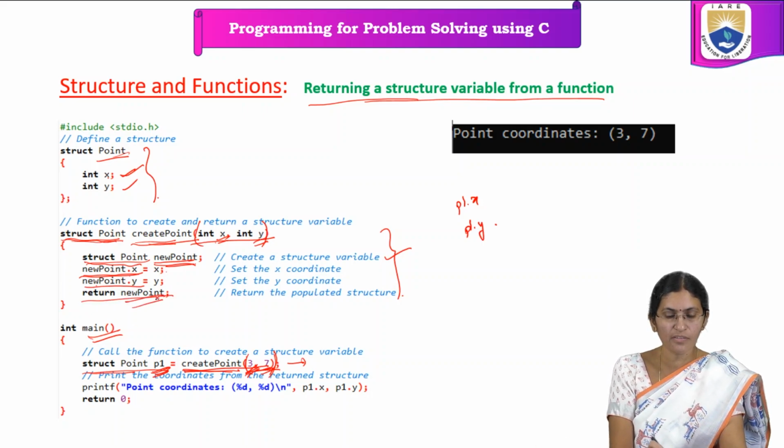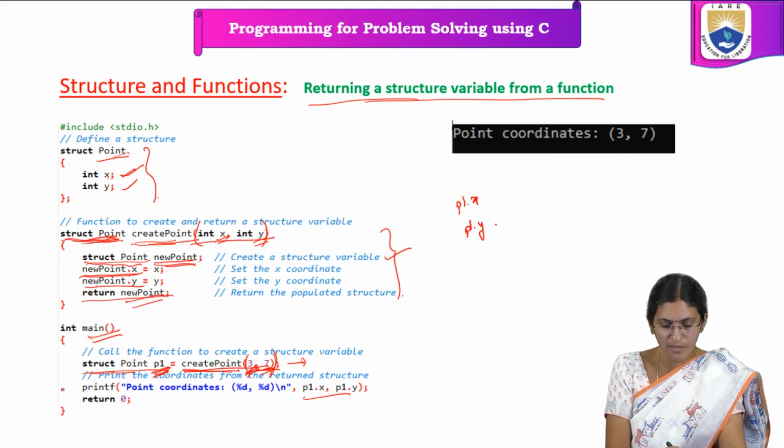New point is a structure variable of the type struct point. Therefore, we need to mention struct point here in the function, as the return type. After executing all these statements, control is again transferred here. So control is transferred here.